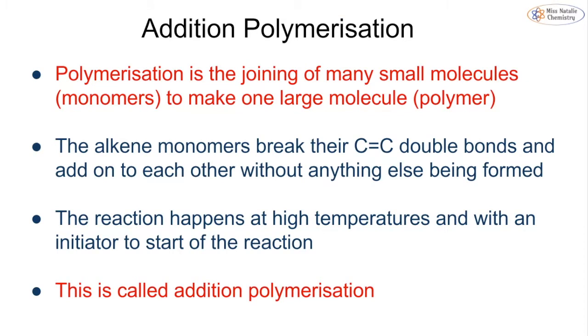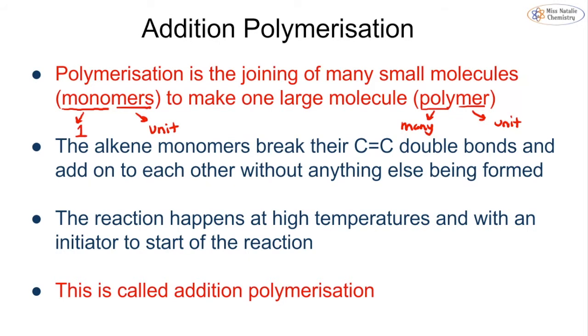So what is polymerisation? Well, polymerisation is the joining of lots of small molecules, otherwise known as monomers, to make one large molecule, which is a polymer. So the word monomer breaks down into two parts. So we have mono, meaning one, and mer, meaning a unit. So a small molecule or a monomer is one small unit. And these will then join to make this large molecule, which again breaks down into poly, which means many, and mer, which means unit, meaning many units joined together.